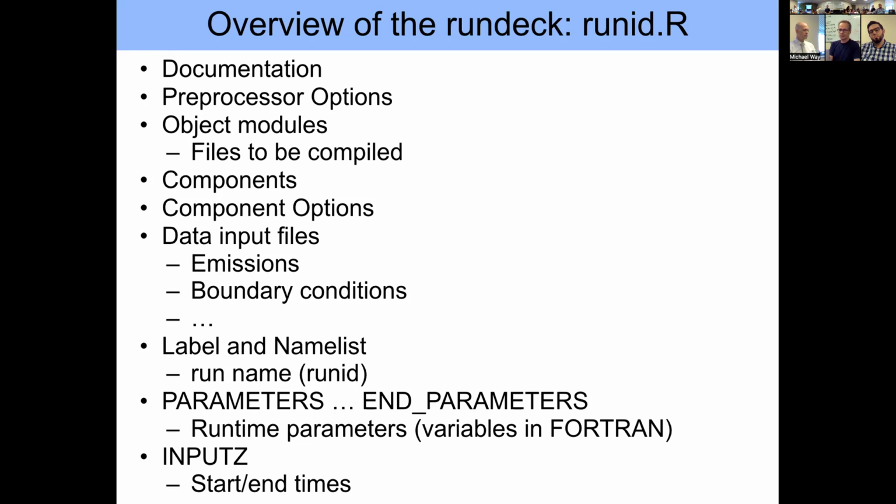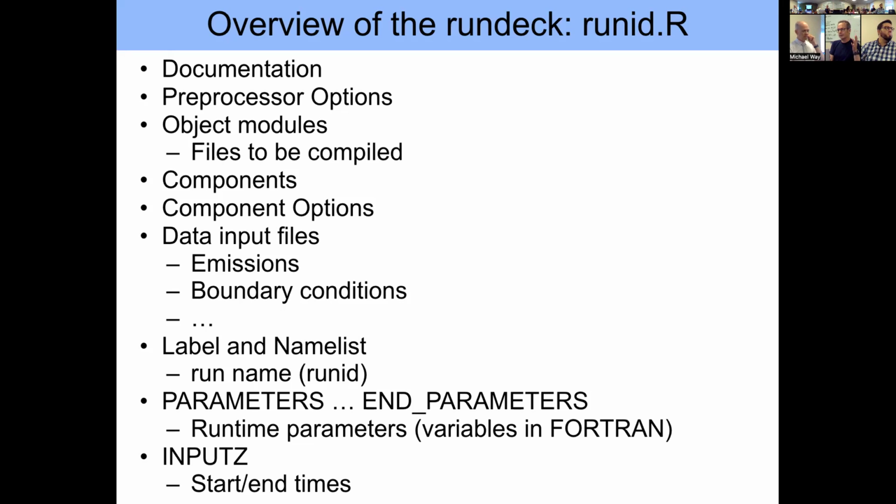Then there is a single line in the rundeck that contains the label and the name list of the run. Essentially, it is the run ID and some comment that you want to show up in your output files. And then the second biggest part of the rundeck, or maybe even the first one, is the other half of it: the parameters section, where you define how the model will behave outside compilation and input files.